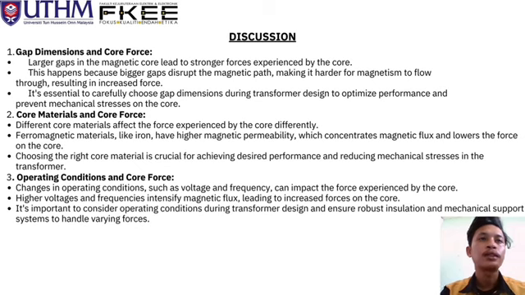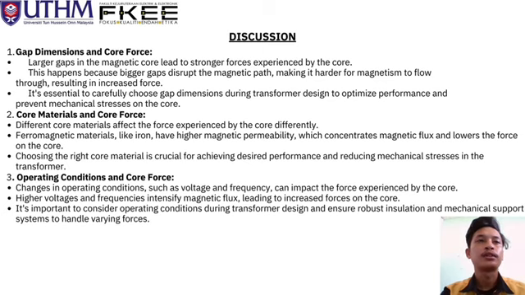Second, core materials and core forces. Different core materials affect the force experienced by the core differently. Ferromagnetic materials like iron have higher magnetic permeability, which concentrates magnetic flux and lowers the force on the core. Choosing the right core material is crucial for achieving desired performance and reducing mechanical stresses in the transformer.